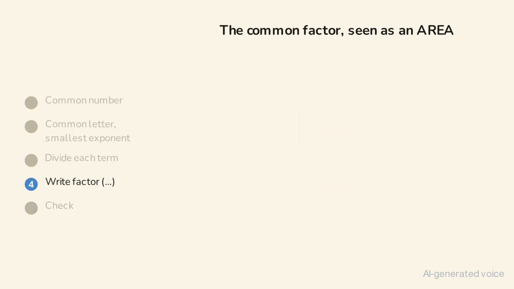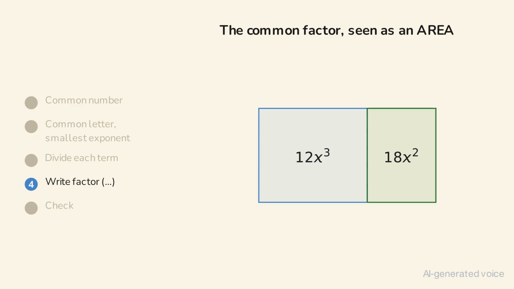Now let's see the common factor as a picture, as an area. Picture a rectangle whose area is exactly 12x cubed plus 18x squared. If the height of the rectangle is 6x squared, our common factor, then the width must be 2x plus 3. That's why factoring is, deep down, finding the sides of the rectangle.